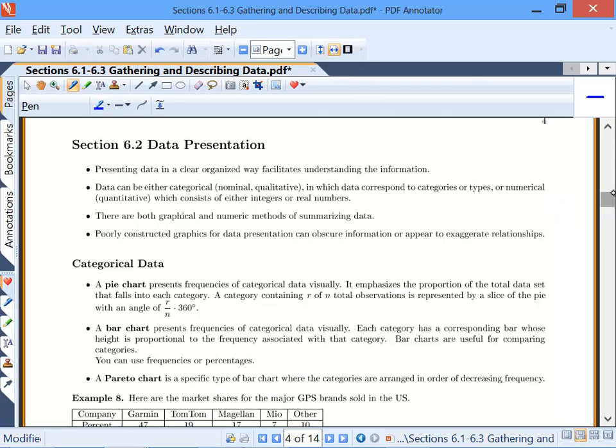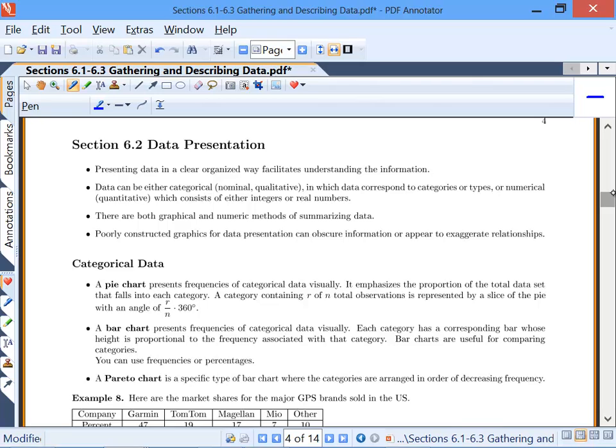So we first learned a little bit about gathering data. The next thing we need to learn is how to actually present our data. Presenting our data helps us actually understand our information. Data can either be categorical, sometimes called nominal or qualitative if you see those terms in the future, in which data corresponds to your categories or types, or it can be numerical, quantitative, which consists of our numbers. And we have both graphical and numeric methods of summarizing the data. In this section we're going to do graphical, and in the next section we'll do numerical.